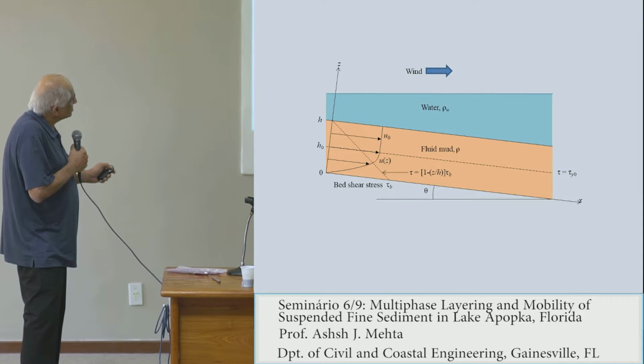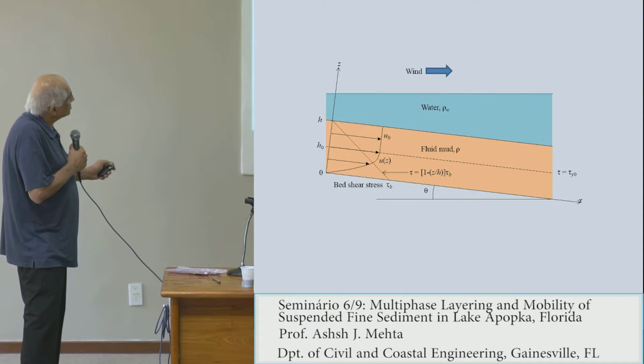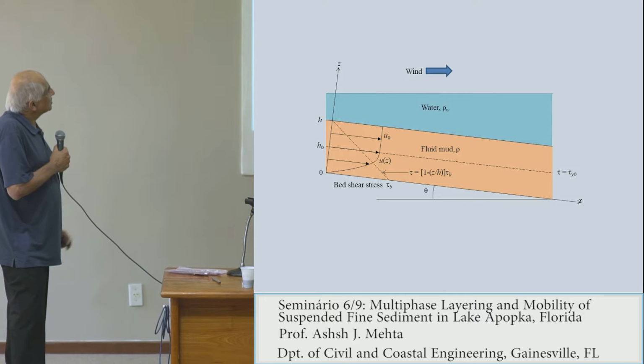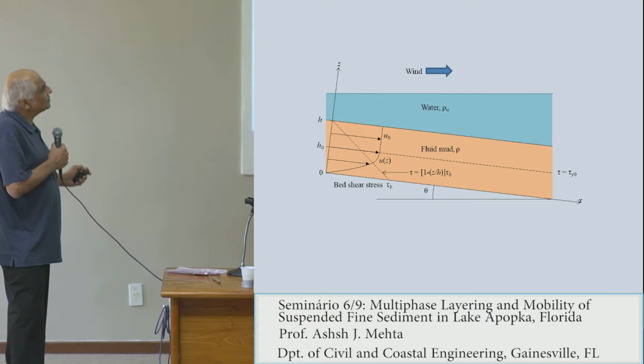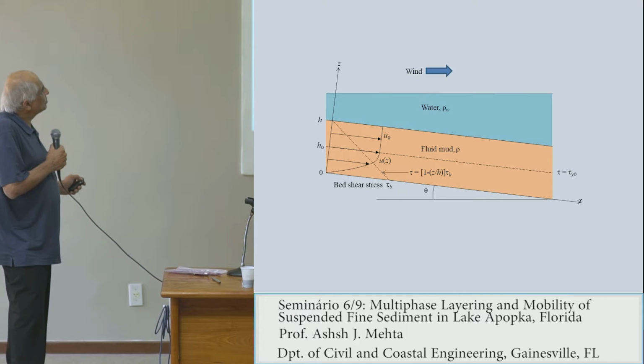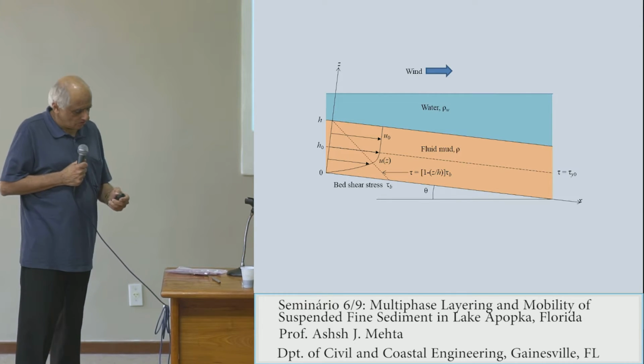You can see the velocity profile is decreasing to 0, whereas here it's what is called plug flow. So it moves down as a single plug. If we want to calculate how much sediment is moving down this fluid mud, we have to know what this velocity profile is. If we know that velocity profile, we have basically solved the problem.